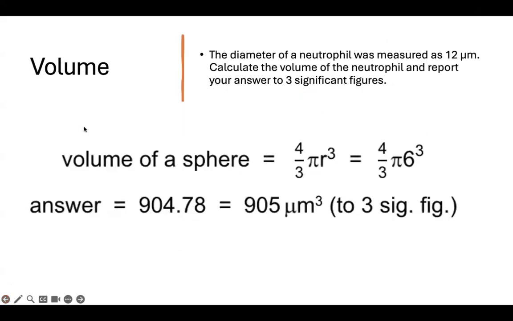The volume here, because a neutrophil is a sphere, we have to look at the formula, which is 4/3 pi r cubed. So what r stands for is the radius. We've been given the diameter, so the radius is half of the diameter, so the radius is going to be 6 in this case. So we're just going to plug that into the equation and stick it into the calculator and just write out whatever number that gives us. And then we're going to give it to 3 significant figures.